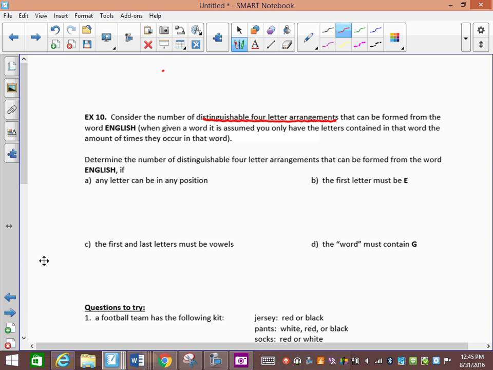Now this is the catch. When given a word, this assumes you only have the letters contained in that word, the amount of times it occurs in that word. So I have 1 E, 1 N, 1 G, 1 L, 1 I, 1 S, 1 H. They do not have to say it doesn't repeat because it's whatever letters are in front of you. Okay? You have English. That means you have 1 N, 1 E, 1 G, 1 L, 1 I, 1 S, 1 H. You can't repeat them because you only have one of each.